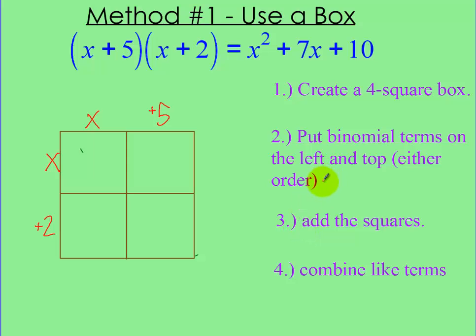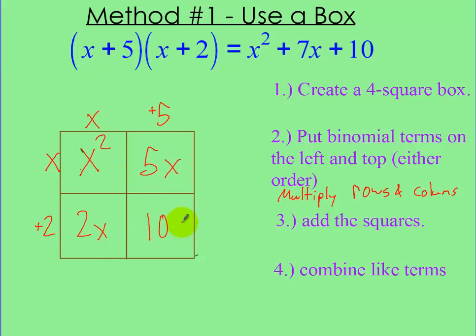The second step is to multiply rows and columns. What do I mean by this? You're multiplying the row times the column and putting it in the box. So x times x is going to be x squared. X times 5 is going to be 5x. 2 times x is going to be 2x. And 2 times 5 is going to be 10, just 10.